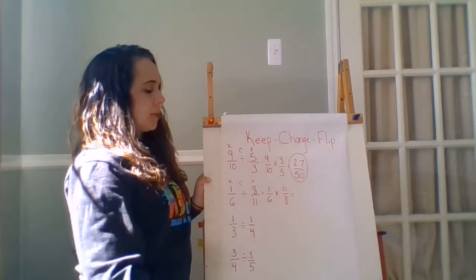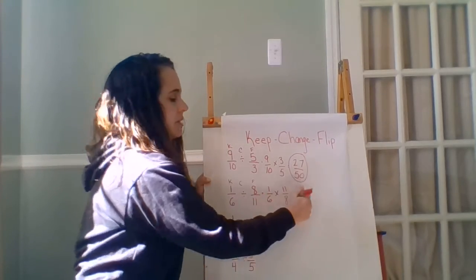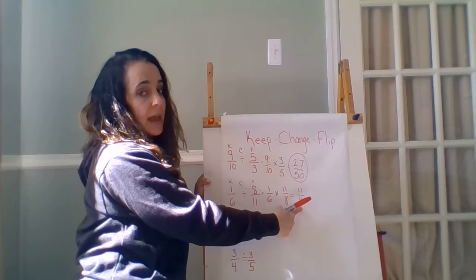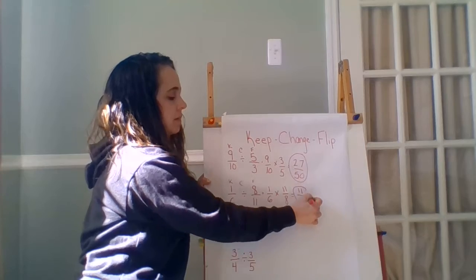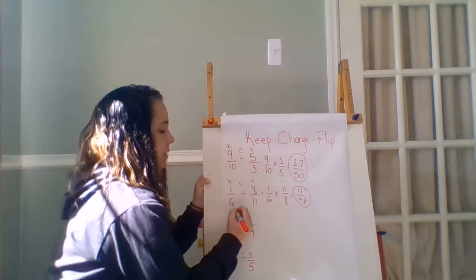And now we just have to multiply across. 1 times 11 is 11, and 6 times 8 is 48. Like this one, it's not improper. They have no greatest common factor. That is your answer.